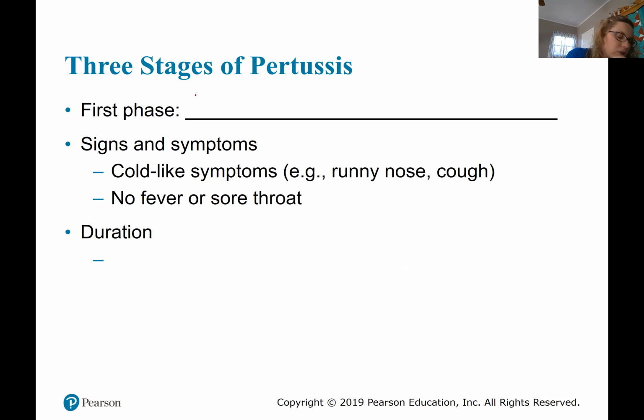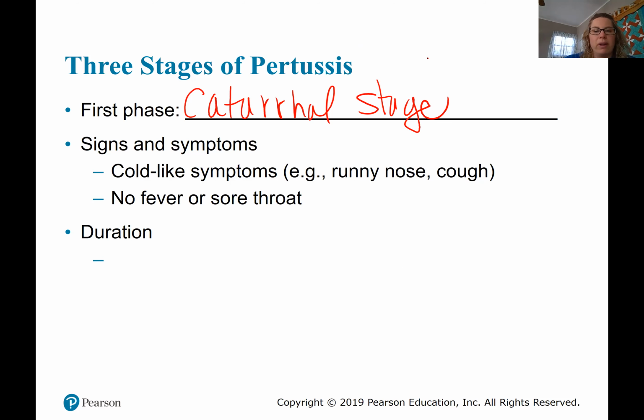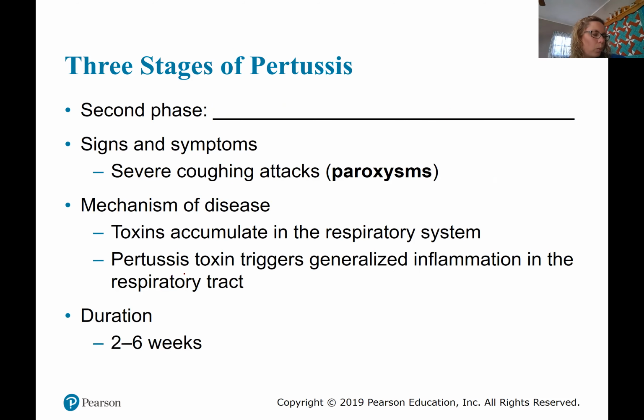The first stage is called the catarrhal stage. And that's where you just basically have cold-like symptoms. There's no sore throat, you don't have a fever, you just kind of have a cough and a runny nose, just like a cold. And that may last 1 to 2 weeks. Okay, then after that 1 to 2 week period, the person would go into the next stage, which is the paroxysmal stage.